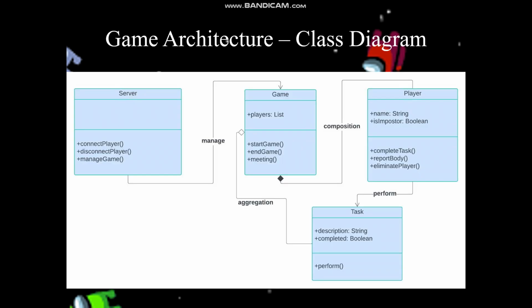Finally, we have the class diagram, which shows the internal system architecture. Main classes include player, task, game, and server. Players can move, vote, and complete tasks. The game manages the session while the server handles logic. This object oriented structure helps developers understand how the system's components interact.